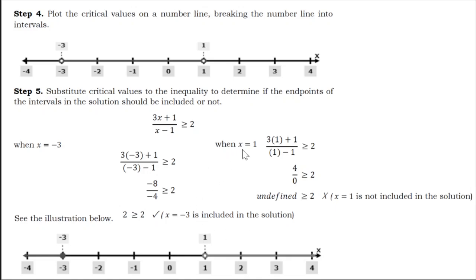How about 1? How about this one? So 3 times 1 plus 1 over 1 minus 1, then 4 over 0. So undefined kasi yung denominator natin is 0. So undefined greater than or equal to 2. So meaning x is equal to 1 is not included in the solution.